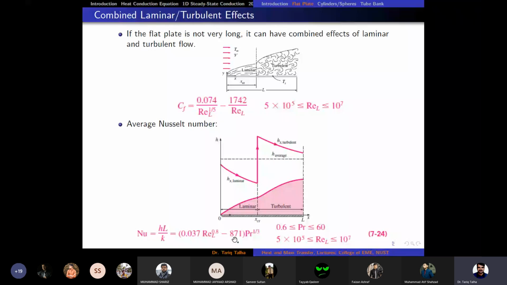All these relations for the turbulent flows are from empirical correlations. They are not derived from fundamental principles, but rather formulated from experiments conducted. After the experiments, we do the curve fitting, and then we get relations like this. I hope this point is clear to all of you.